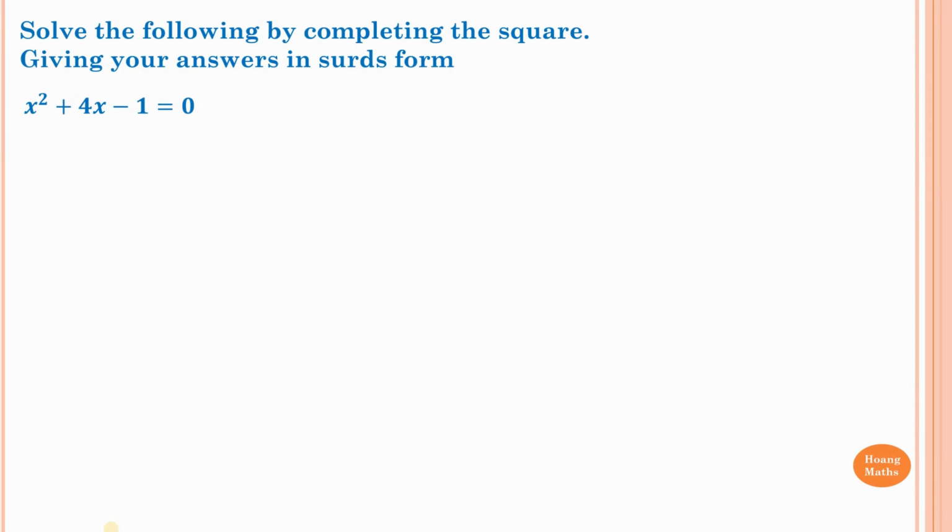First one. Now to solve this by completing the square, we need to halve the coefficient of x, always. So half of 4 is 2. This means x plus 2, and then we square it. Now, let's think about it. If we expand this out, let's say (x plus 2) all squared.